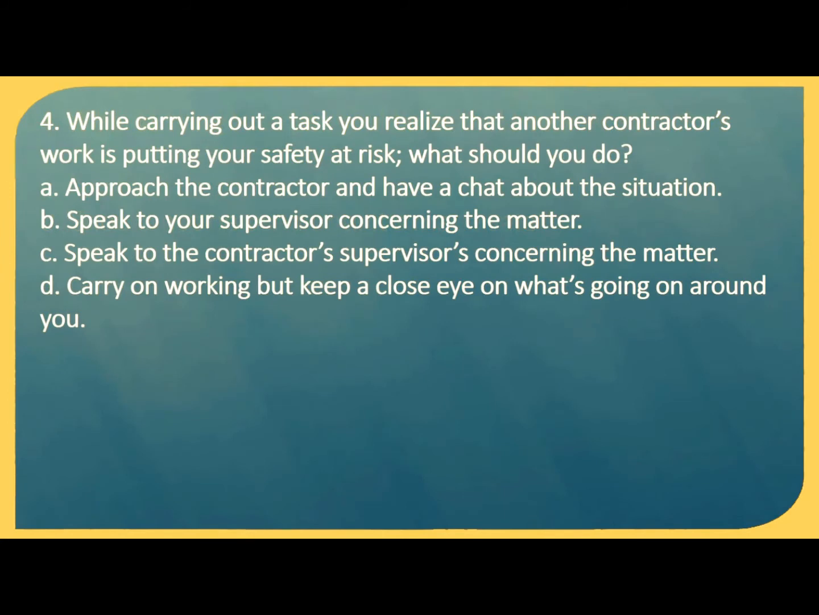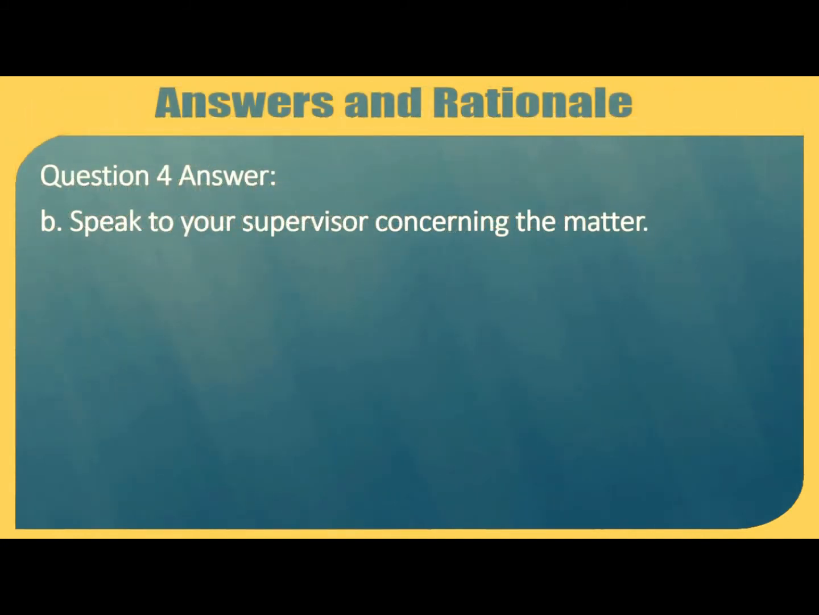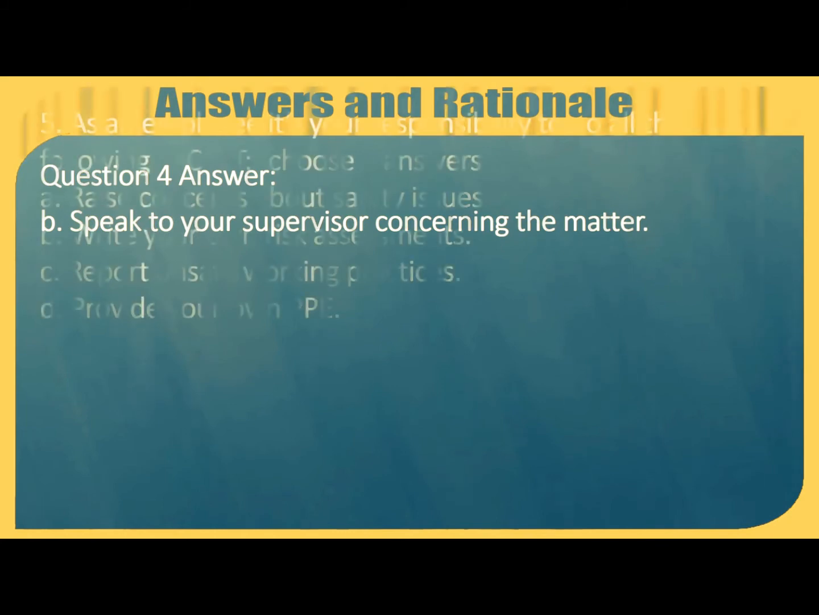Question 4. While carrying out the task you realize that another contractor's work is putting your safety at risk. What should you do? A. Approach the contractor and have a chat about the situation. B. Speak to your supervisor concerning the matter. C. Speak to the contractor's supervisors concerning the matter. D. Carry on working but keep a close eye on what's going on around you. Question 4. Answer. B. Speak to your supervisor concerning the matter.